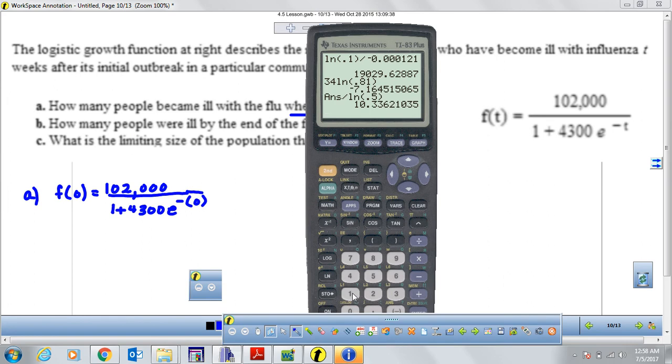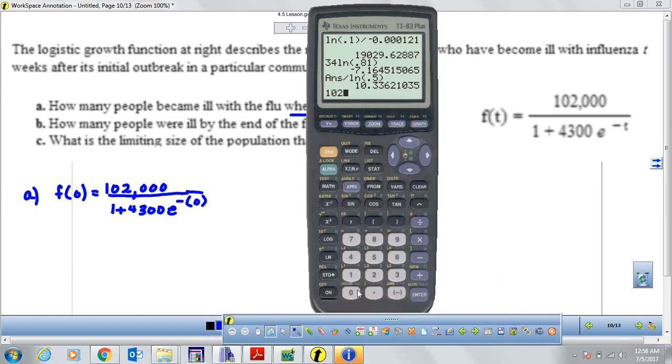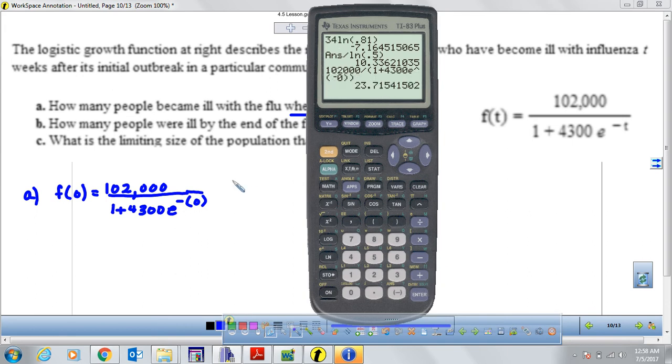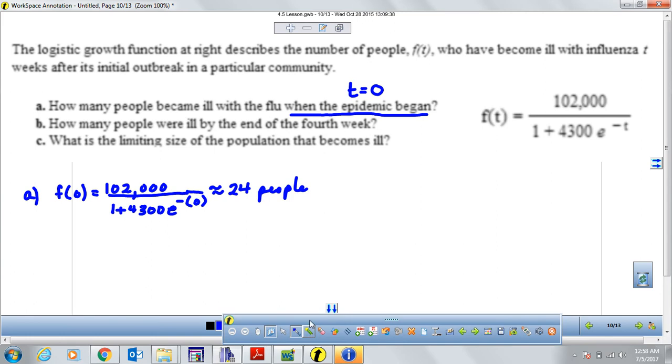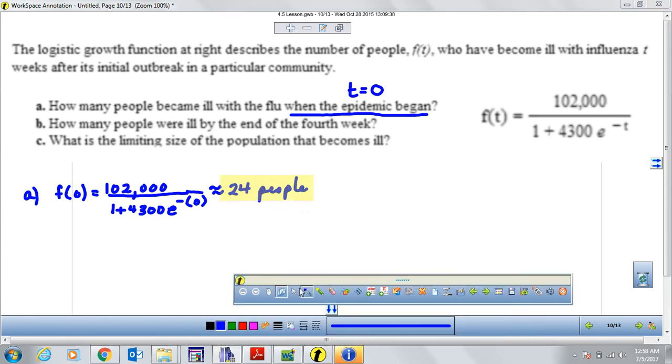So we're going to do 102,000 divided by, now I suggest that you put the denominator in parentheses, otherwise you're not going to get the correct answer. 1 plus 4,300 times e raised to the negative t, which is going to be a 0, and I'm going to close the two parentheses, and that gives me 23.7, which is about 24 people. We need to round to the nearest person because we're talking about population. So approximately 24 people were ill when the epidemic began. That's what the answer for question A is going to be.